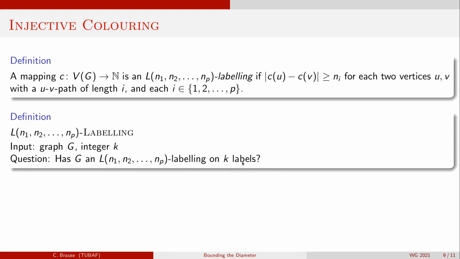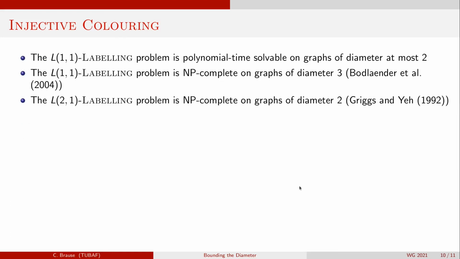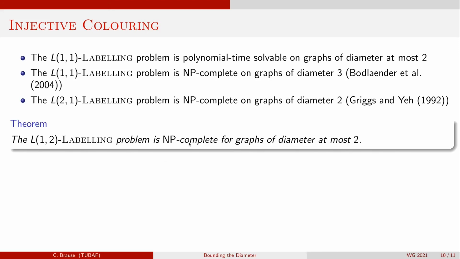So what's known for such labeling problems? Well, first of all, let me mention that the L(1,1)-labeling problem is well studied for graphs of bounded diameter, and the L(2,1)-labeling problem remains NP-complete on graphs of diameter at most 2. Here we prove that also the L(1,1)-labeling problem is NP-complete for graphs of diameter at most 2.